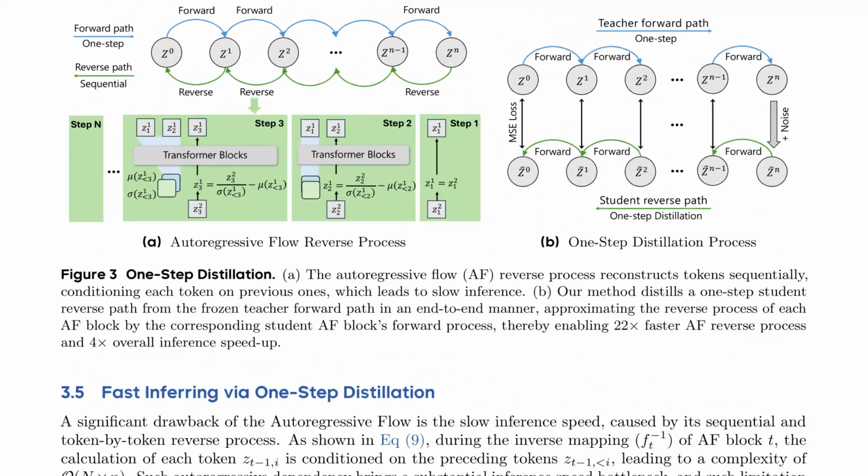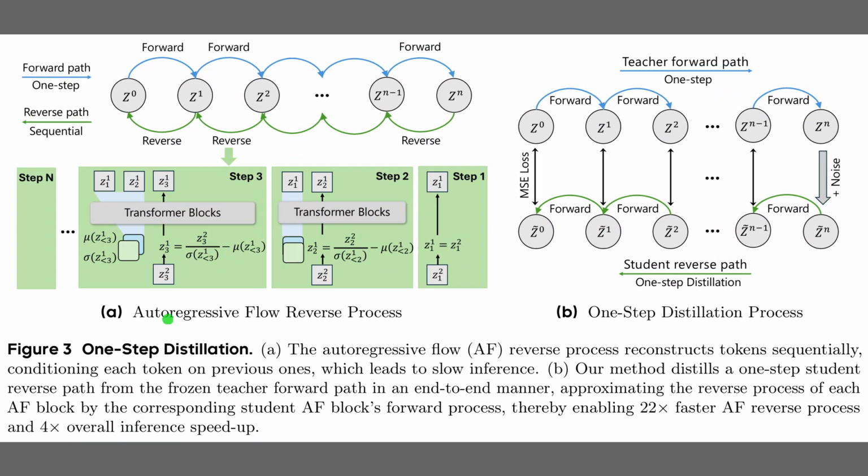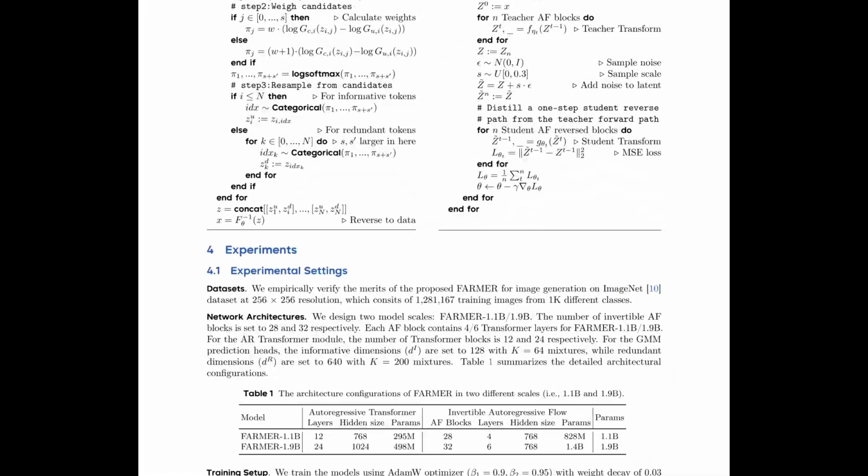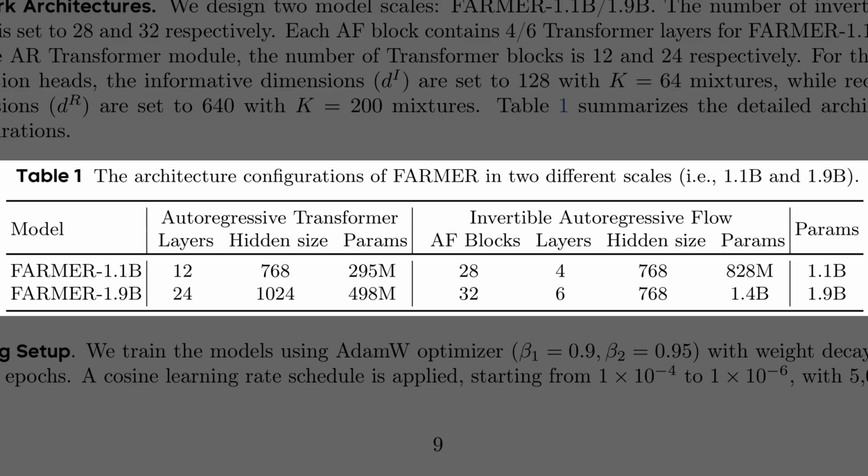While Figure 3 explains how they speed up inference by replacing a slow sequential reverse path with a one-step student. Distillation here means training a smaller model to mimic a larger teacher so the student learns to do in one pass what the teacher does in many. The left panel illustrates the autoregressive flow reverse process, which reconstructs tokens step by step. The right panel shows the distilled student path that mirrors the teacher forward path, delivering about 22 times faster flow inversion.